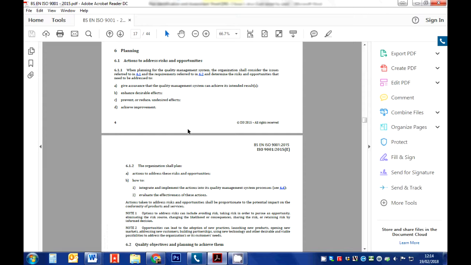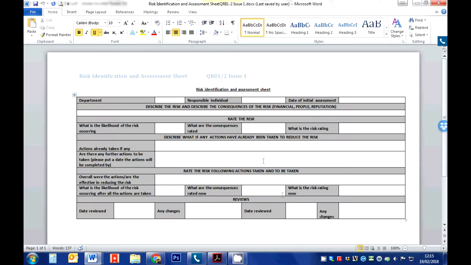But what I'm going to do is go through one way that we've done it. I've created a form to use, which might be useful for you, but it's only been useful for us in terms of how we identify and assess those risks, then the actions, and then how we go about assessing the actions we've taken. So if we go into Word and have a look at this, effectively what we've created is a risk identification and assessment sheet.